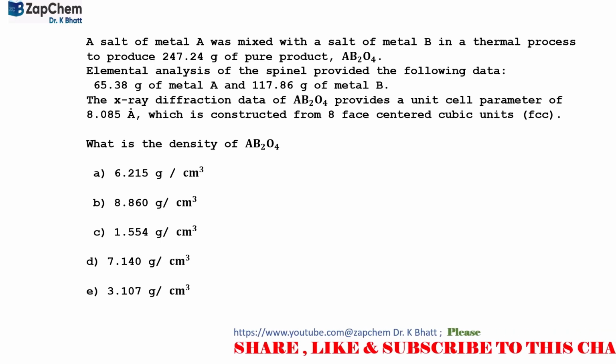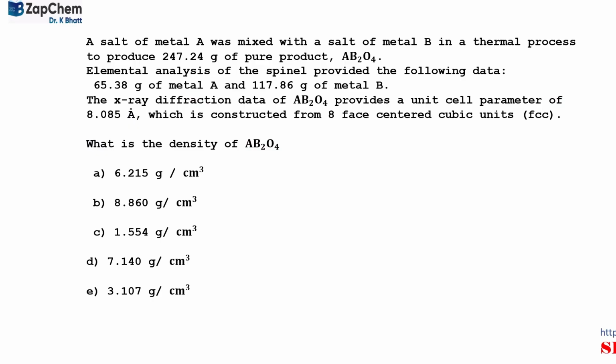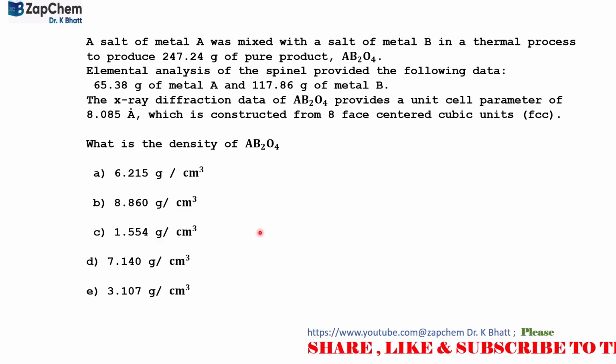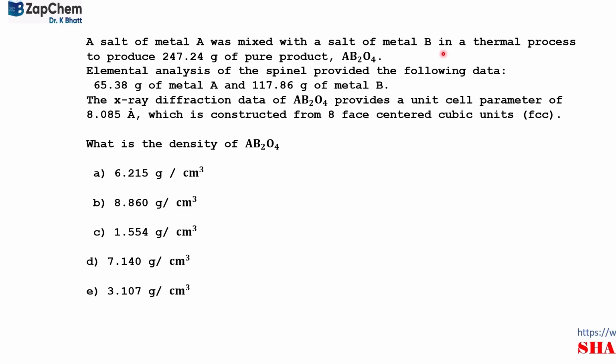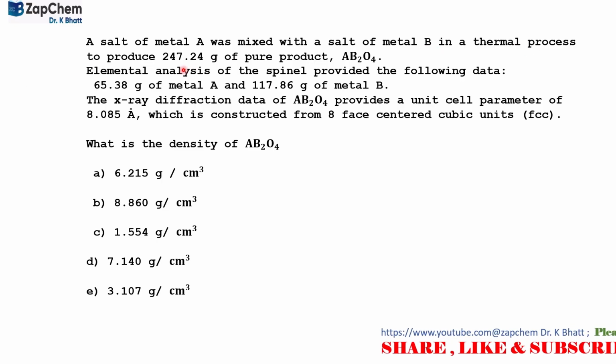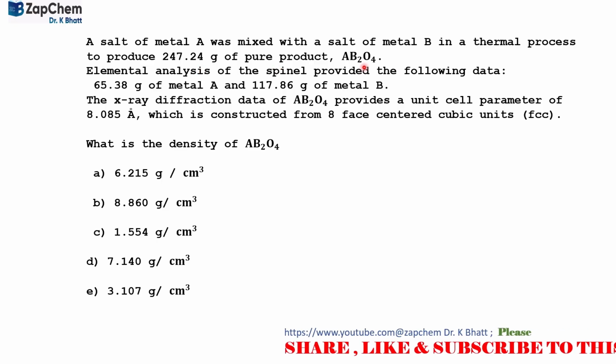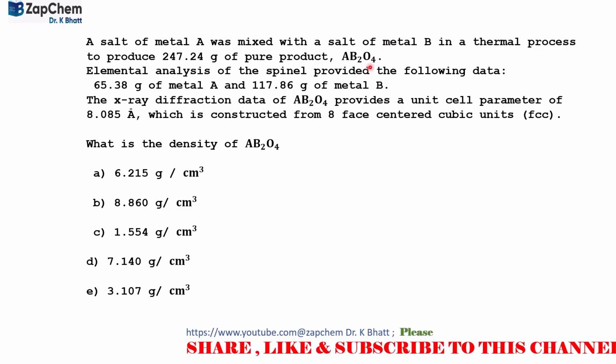We have to consider a question given here, decide about the topic of that particular question, and then find out the correct answer after following definite or desired steps of calculations, etc. Now the question is, a salt of metal A was mixed with a salt of metal B in a thermal process to produce 247.24 grams of the pure product, whose formula is given as AB2O4.